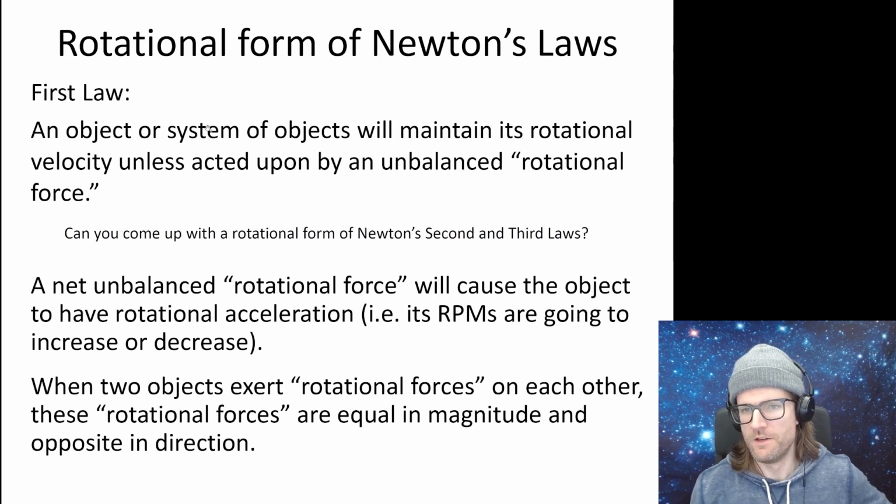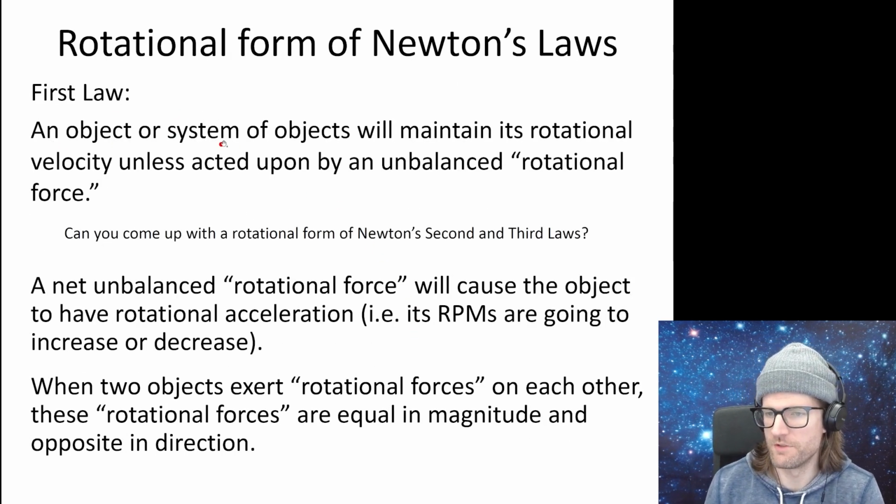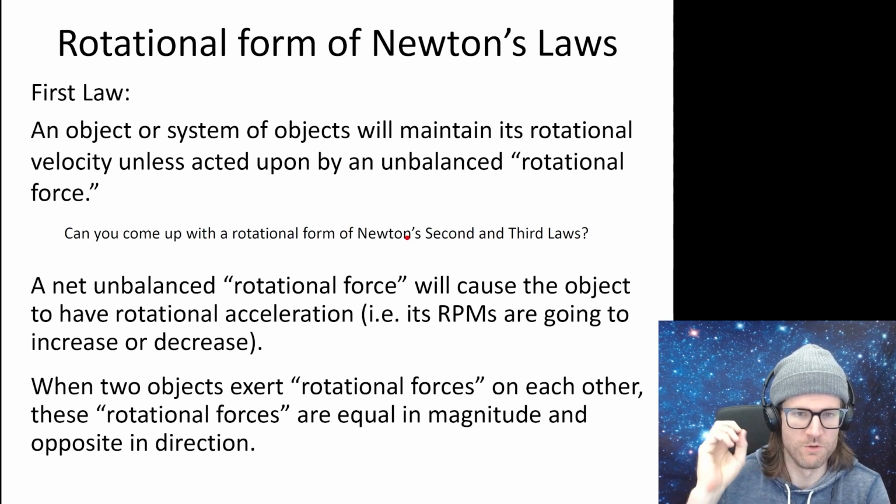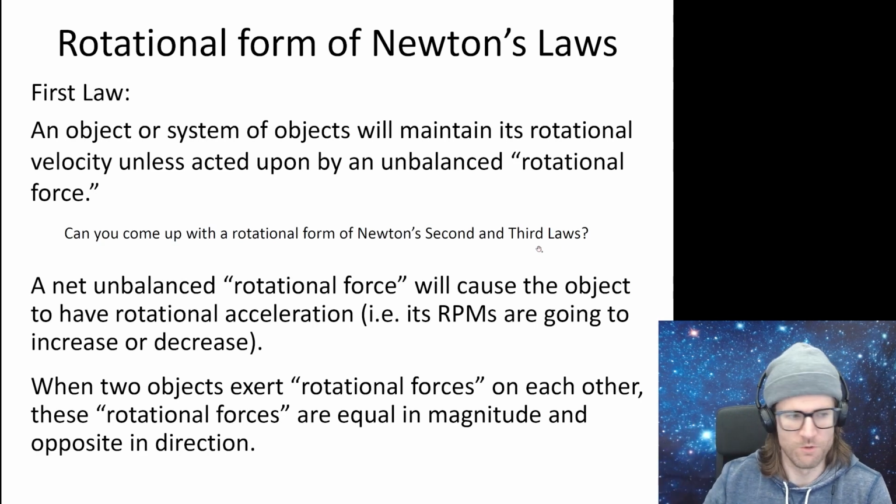Okay. So, the rotational form of Newton's laws. First law: an object or system of objects will remain in its rotational velocity unless acted upon by an unbalanced rotational force. And we'll learn later that rotational force is called a torque. Can you come up with the rotational form of Newton's second and third laws? Well, Newton's second law is force equals mass times acceleration. So that would be torque, or rotational force, equals rotational inertia times rotational acceleration. And the third law would be for every torque, there's an equal and opposite torque. And remember, those are on two objects.